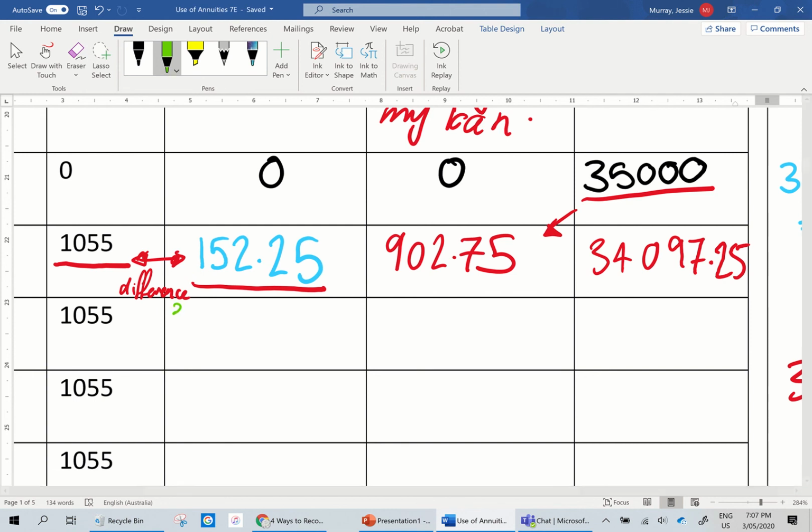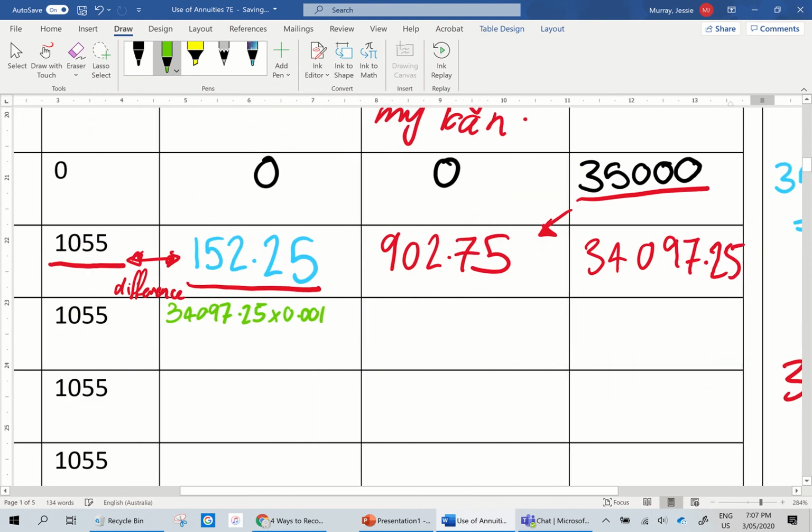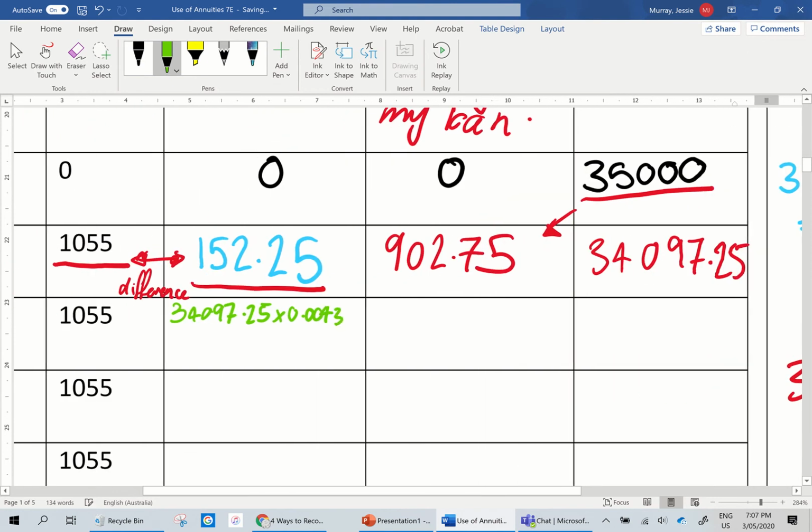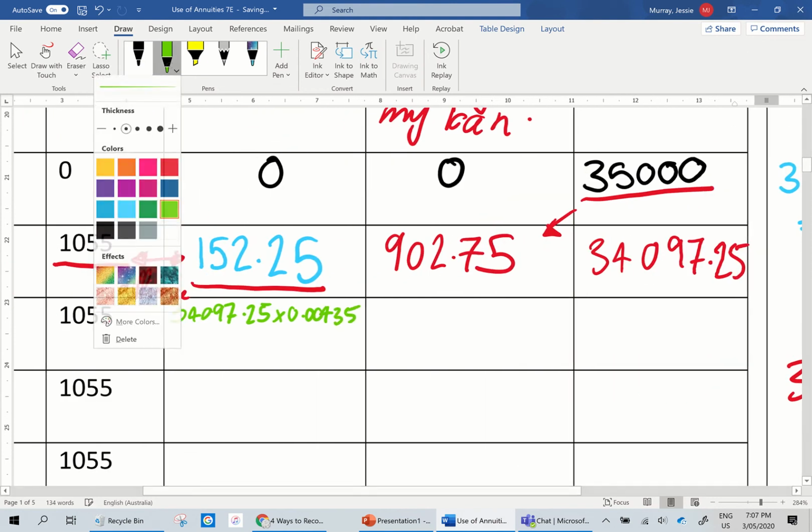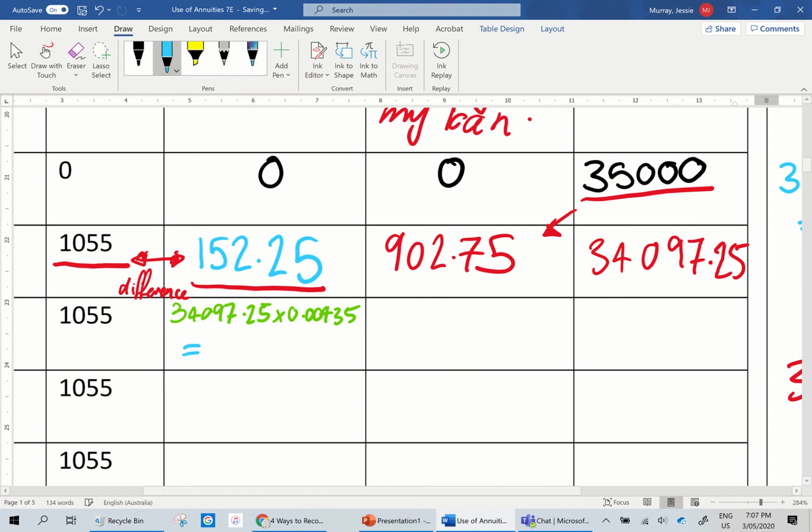So it's going to be my 34,097 that I have left owing times by that interest rate. What was it, 1.435? Okay, so that's going to give me my answer here of how much the interest is. And I get 148.32 to 2 decimal places.